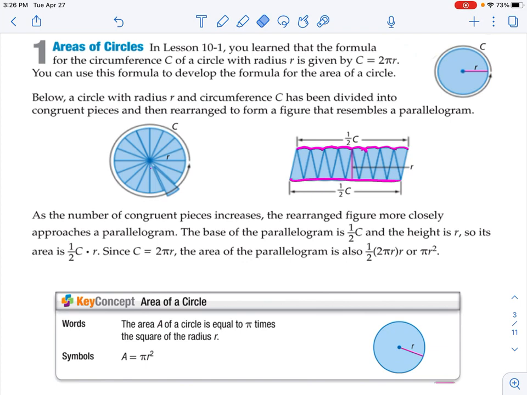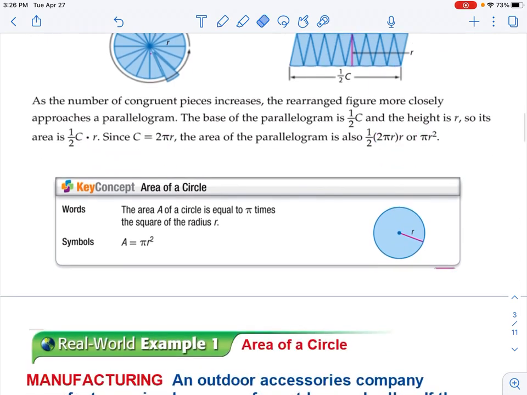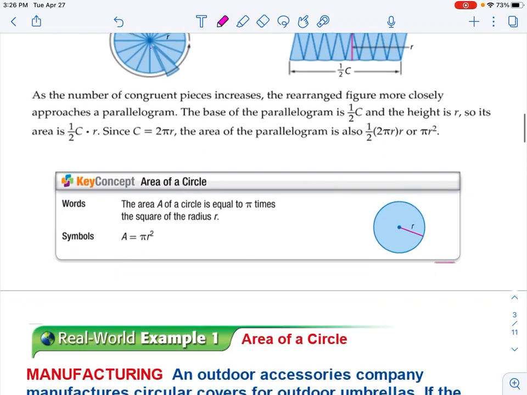And since the circumference is equal to 2 pi r, you can just plug that in for C, as it is over here. And you can reduce down to half times 2 is 1. r times r is r squared, pi r squared for your area. So if you look down here, the area of the circle is pi r squared.